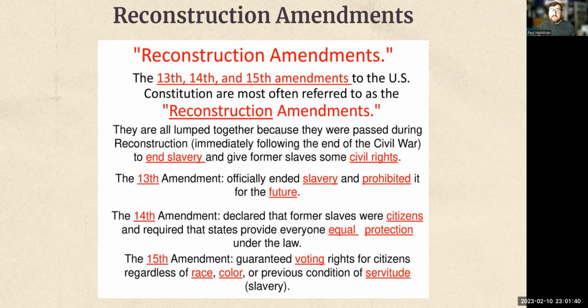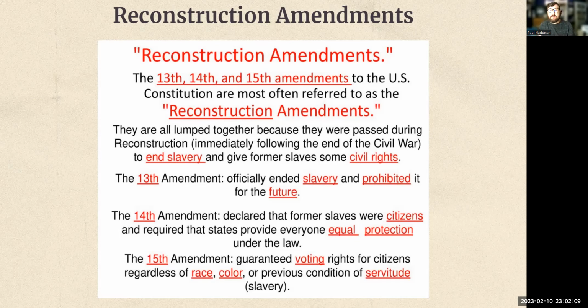And then finally, the 15th Amendment is towards the end of Reconstruction. It's the last one to be passed, obviously. It's 15. But it guarantees voting rights for former slaves, for the freedmen. And it specifically says here, this is part of the original text, that it guarantees voting rights for citizens regardless of race, color, or previous condition of servitude.